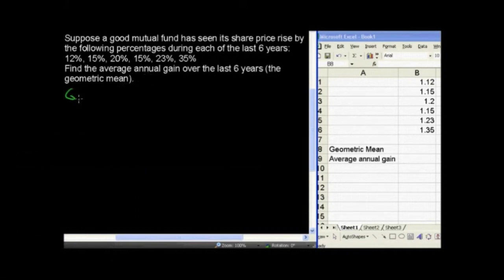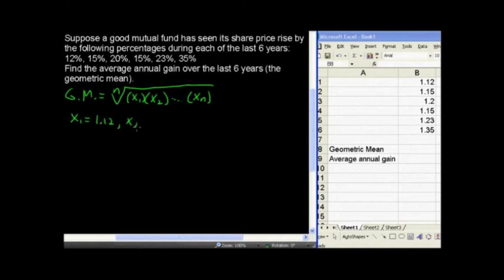The geometric mean is equal to the nth root. This is the notation for the nth root as opposed to the square root. It'll be the 6th root in our example of the product of the numbers in question: x sub 1 times x sub 2, dot, dot, dot, times the last one, x sub n. Here again, we have 6 numbers.